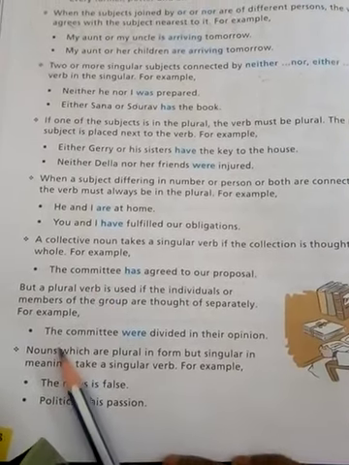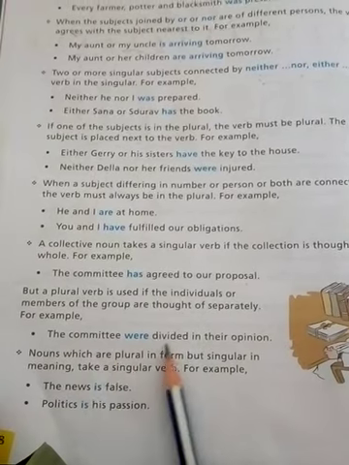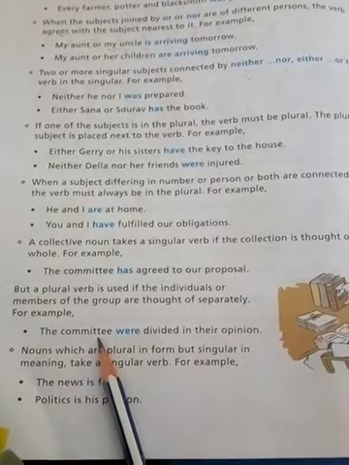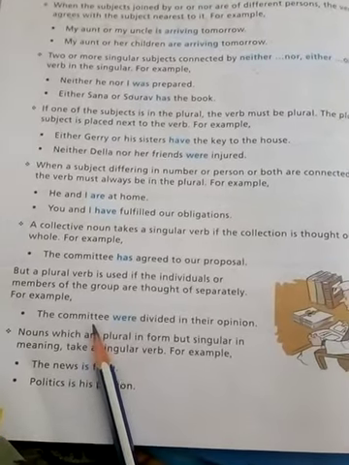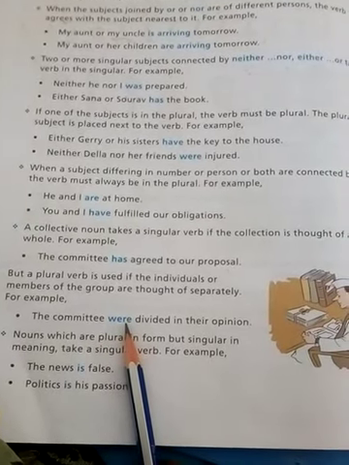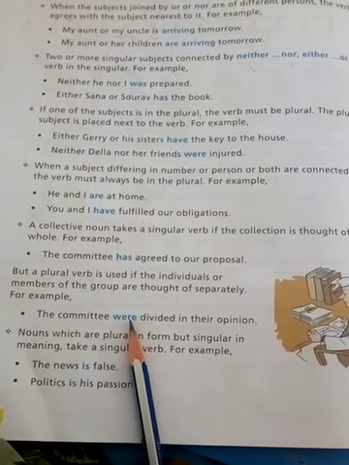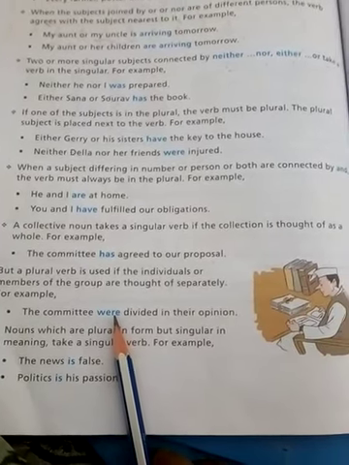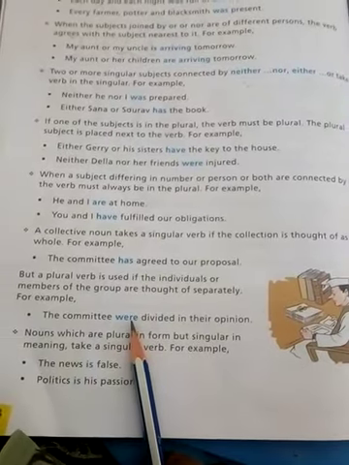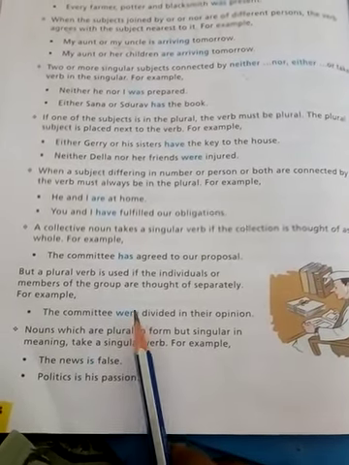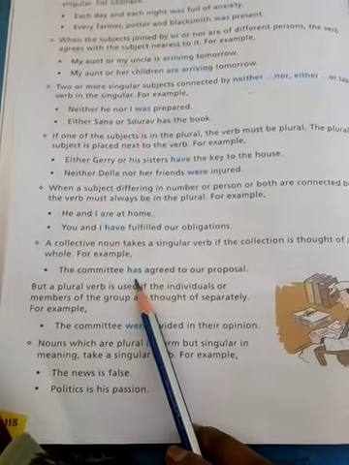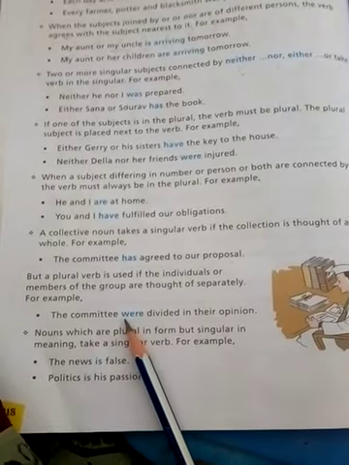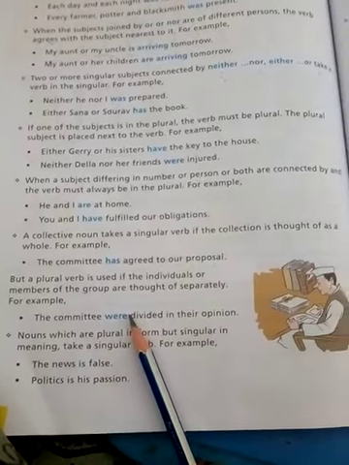But in some cases, as given here, the committee were divided in their opinion. In this case, the committee, the collective noun, is taken as a plural form. So this depends on our sentence and the meaning of the sentence, what it is coming for. If it is used for a single unit, then our verb is in singular form, and if it is used for different members, then our verb is in plural form.